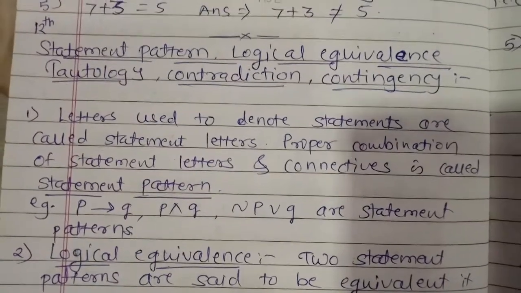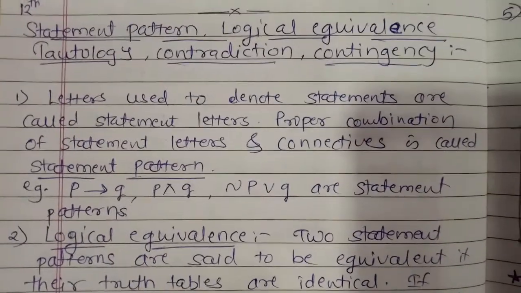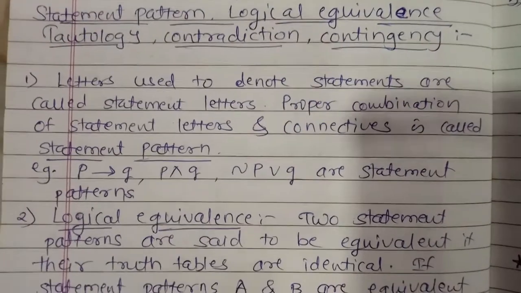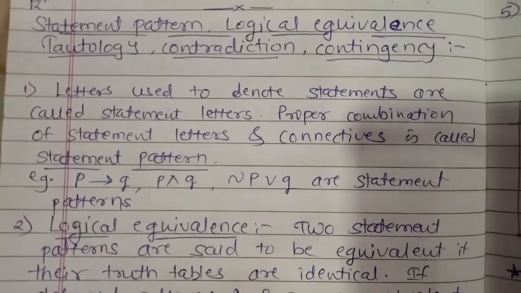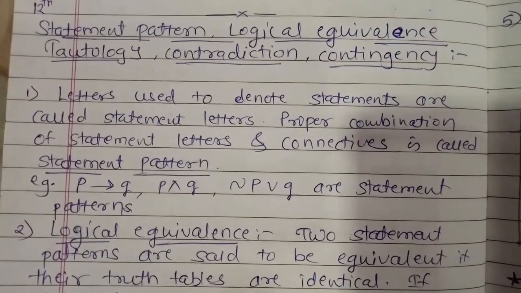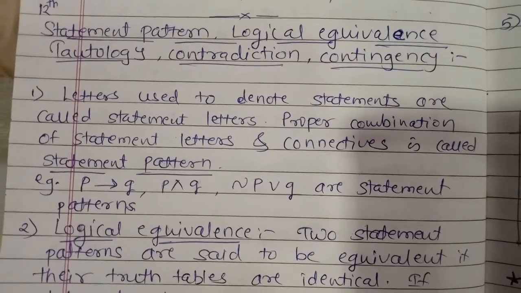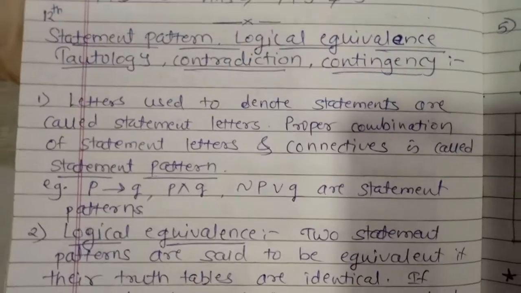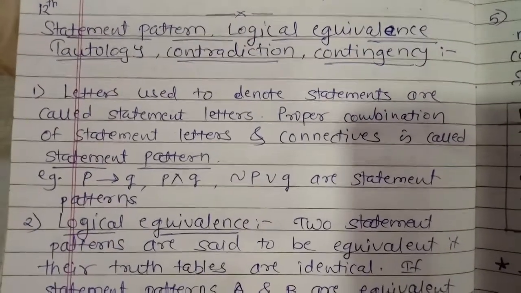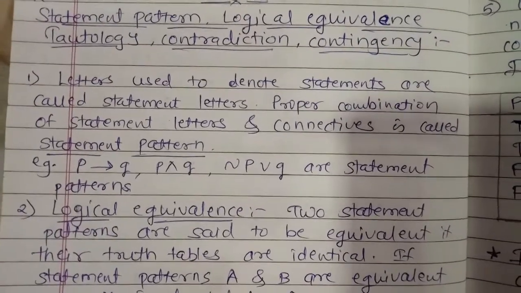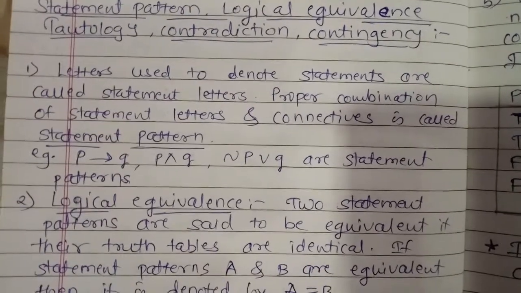Hello students, I am going to continue the chapter Mathematical Logic of 12th standard. In the last lecture we learned about the different logical connectives and their truth tables. Now in this session we are going to know about the statement pattern, logical equivalence, tautology, contradiction and contingency.